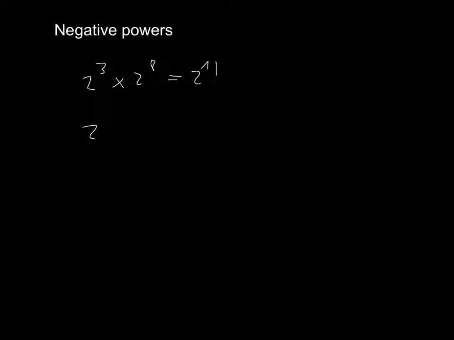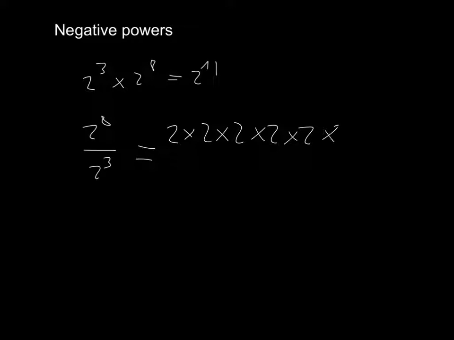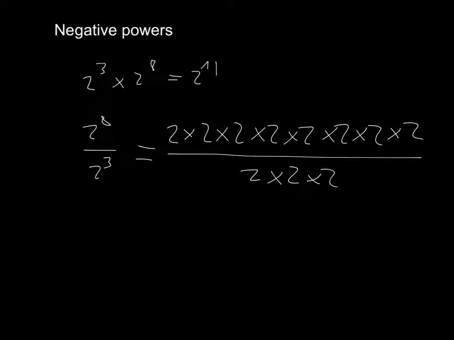So what if I do 2 to the 8, and then I divide by 2 to the 3? Well, now, again, I can just do the same thing that I did before. This is just 2 multiplying itself 8 times. So 2 times 2 times 2 times 2, and so on, 1, 2, 3, 4, 5, 6, I always go to 7. Okay. And then the one underneath is just 2 times 2 times 2.